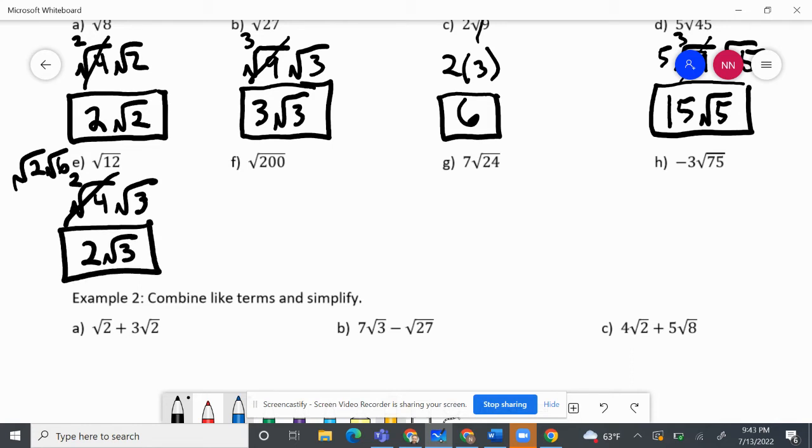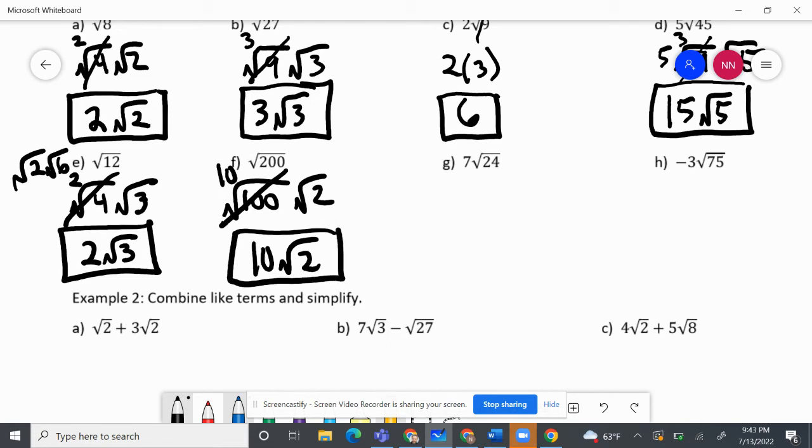For letter F, what makes up 200 would be 100 and 2, and the square root of 100 is 10, so it's 10 square root of 2. Notice that when you take something out of a square root, I like to cross it out because a lot of times I see students, after they find the square root, they'll put 10 and 2, and they'll keep the 10 inside the square root. Once you find it, you no longer have it in a square root. So that's why I like to cross it off, just to remind myself it's no longer in a square root. The 10 is now outside the square root.